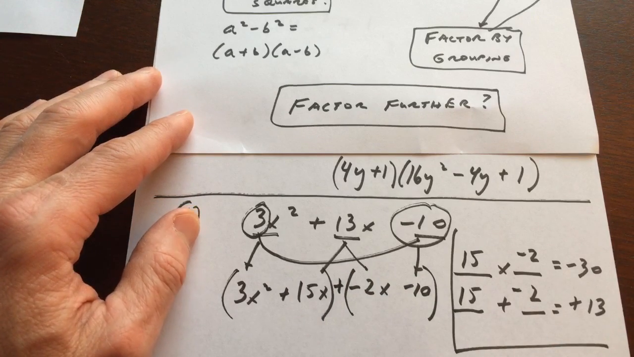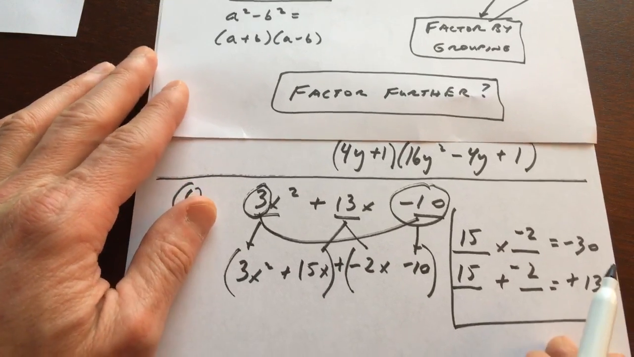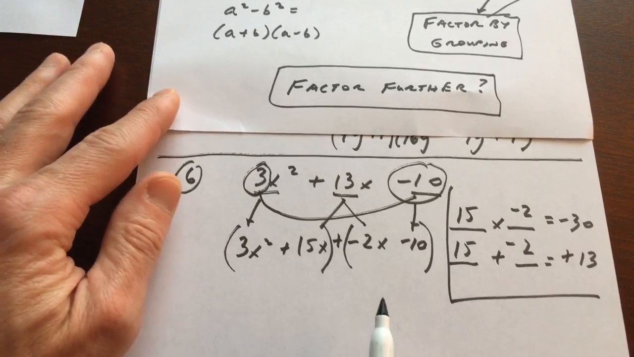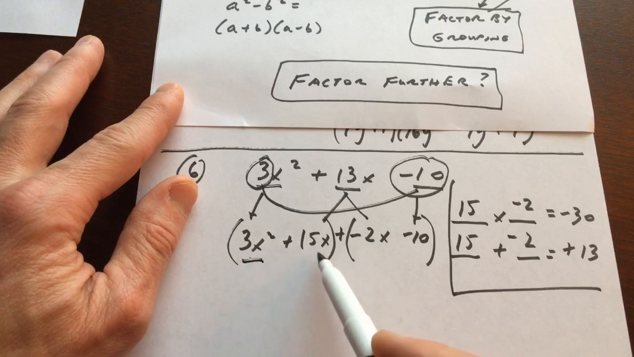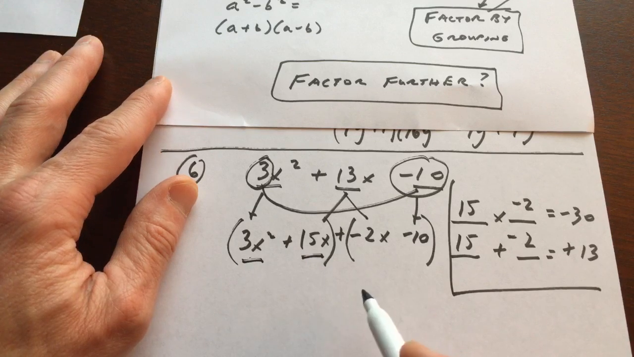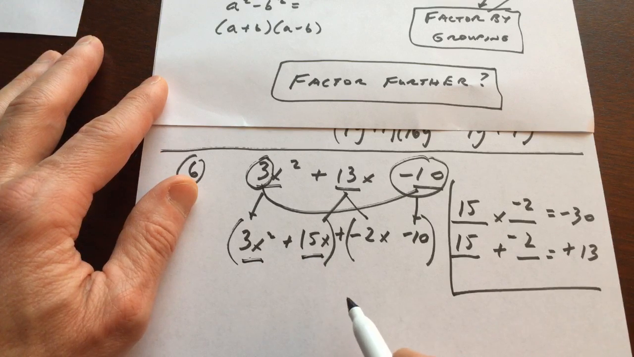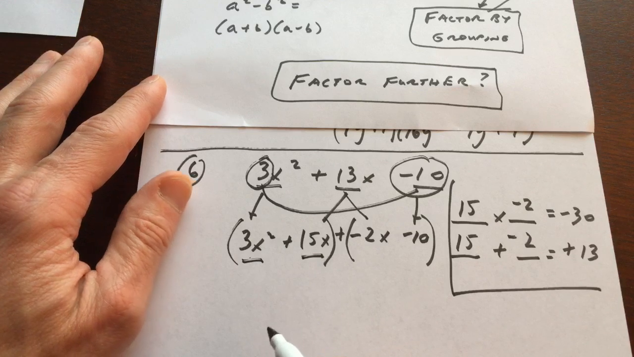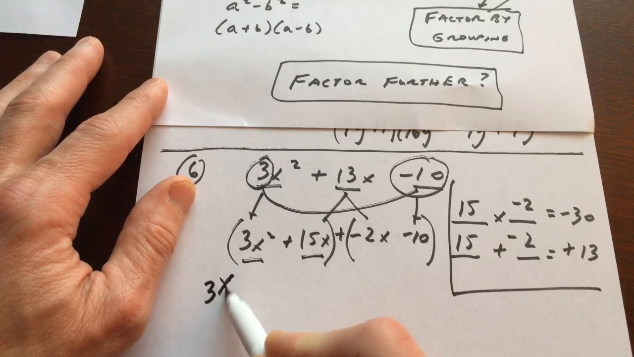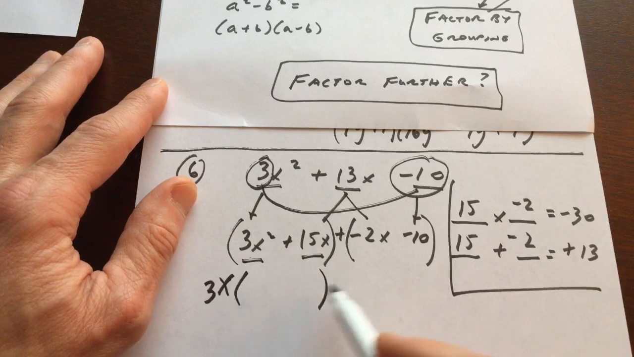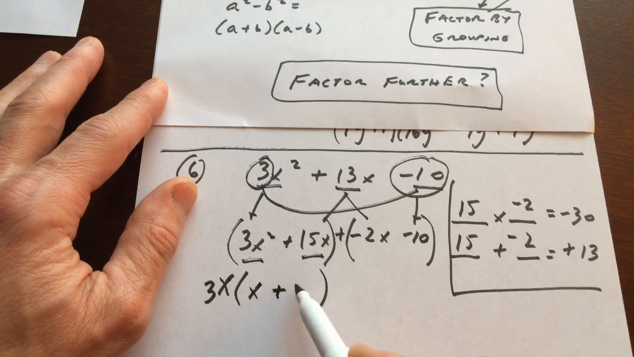Okay, so now what we do is we look at each of these 2 groups and we factor out the greatest common factor. So what can we divide out of 3x squared and 15x? Any thoughts on that? Tana's here. Okay, welcome, Tana. What do you think? So 3x, that's exactly right. Good. And then you're just going to be left with x plus 5.